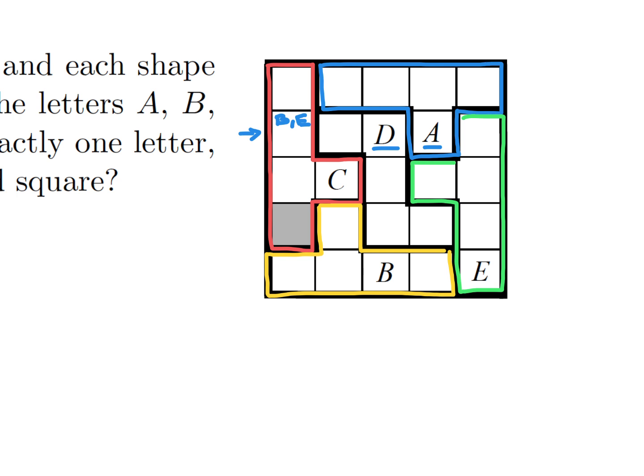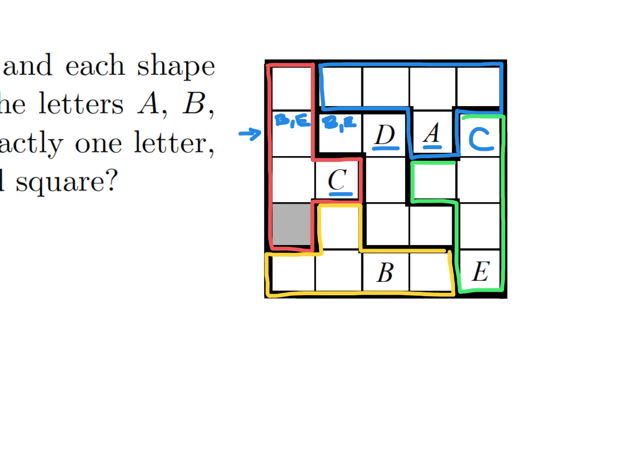And then this guy here has to be either a C or a B or an E. But it can't be C because it's in the same column as this C right here. So that one has to be a B or an E also. So that means by process of elimination, this has to be the C. So that's good. I got one so far.